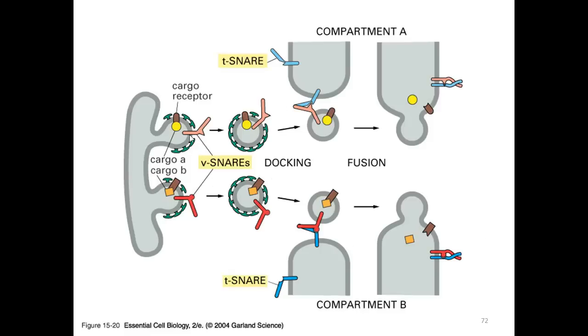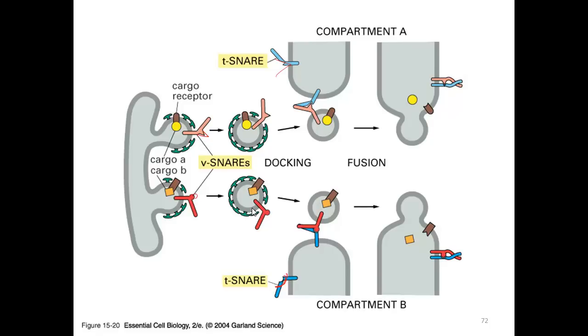The specificity of where to dock is, again, mediated by these SNAREs. This cartoon has different shapes on the SNAREs, a triangle versus a circle. The circle one's going to dock with this target SNARE. The triangular one's going to dock with this target SNARE.